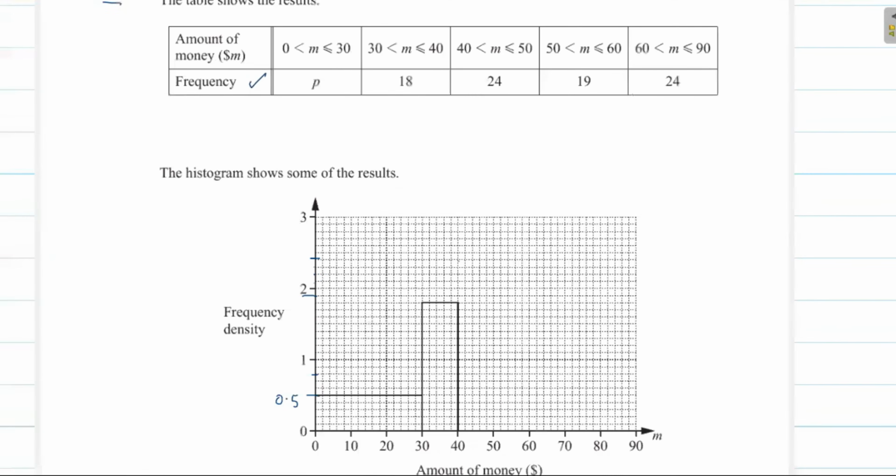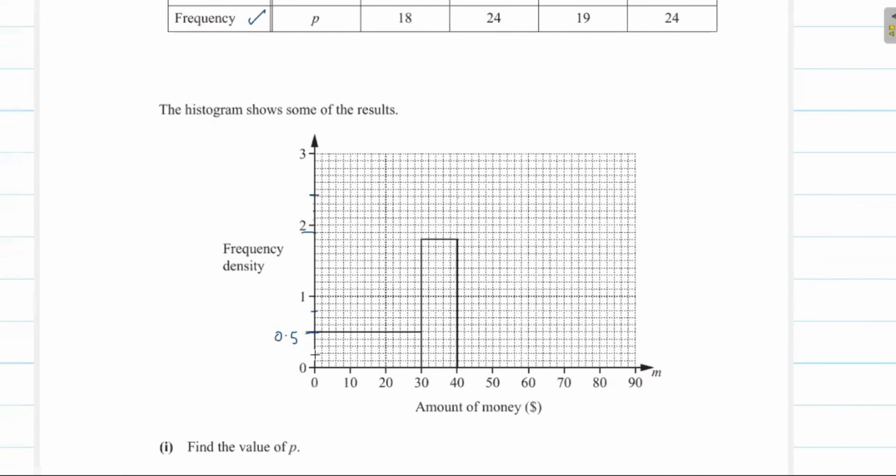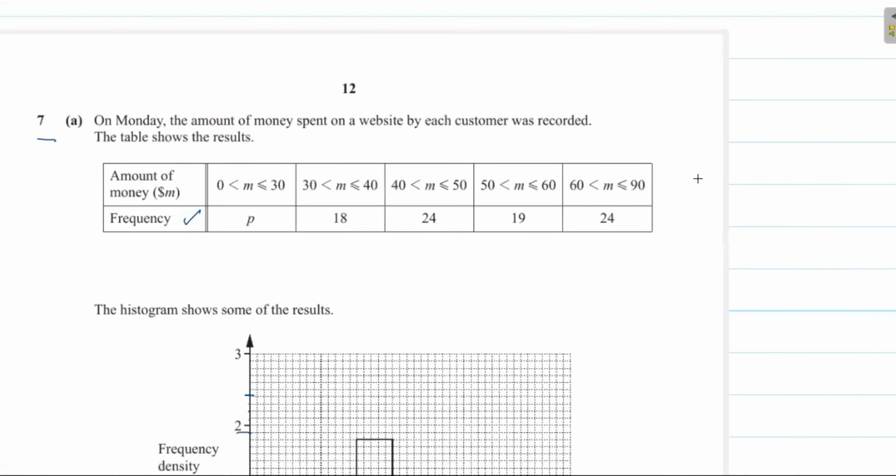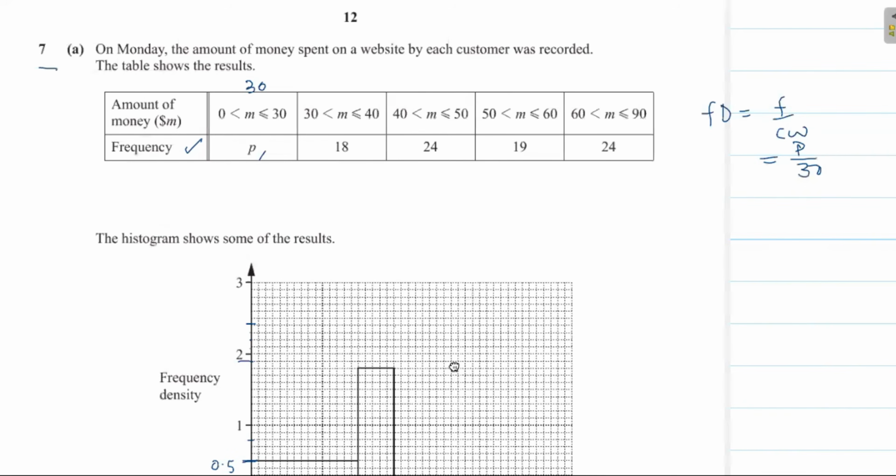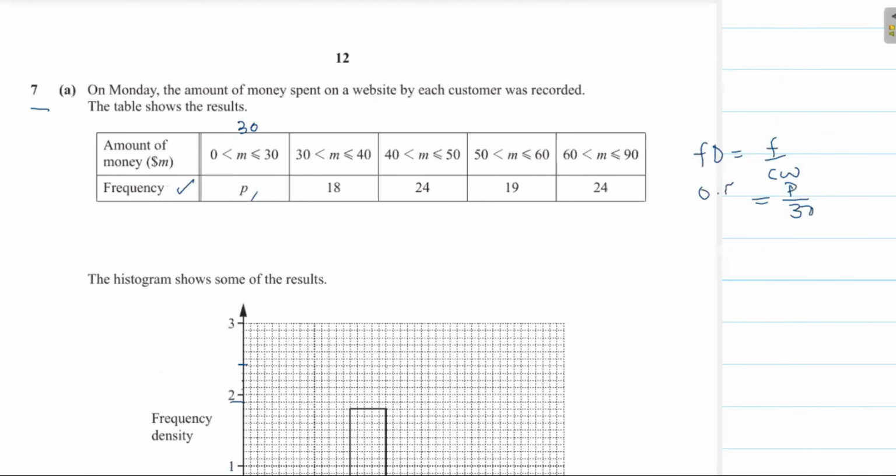You see here, this is the histogram chart, and this value is the frequency density of the first interval. You know, frequency density equals frequency over class width, and for the first interval, the class frequency is P, and the class width of this interval is 30. P over 30 equals frequency density, which you see here is 0.5. We put the value here. Now P will be equal to 30 multiplied by 0.5, that's equal to 15. The value of P is 15.